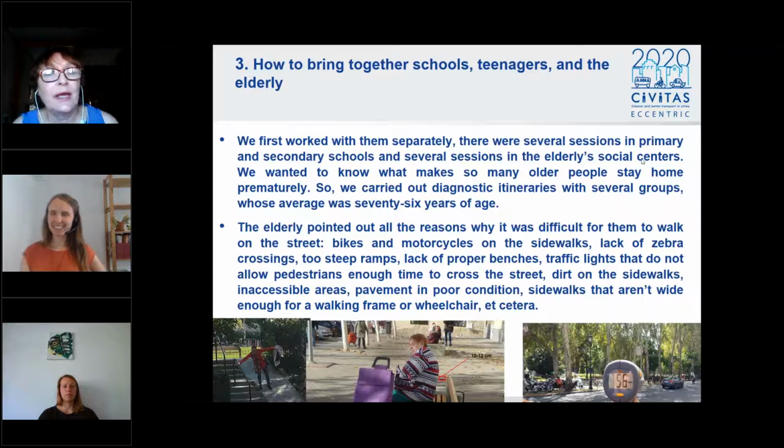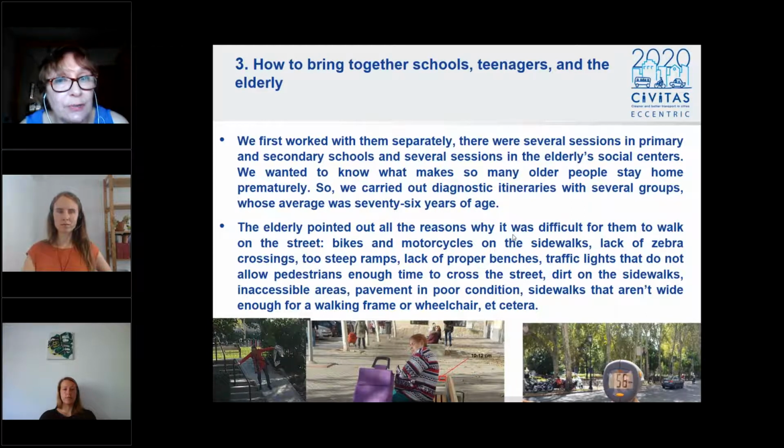We first worked with them separately. There were several sessions in primary and secondary schools and several sessions in the elderly social centers. We wanted to know what makes so many older people stay home prematurely. So we carried out diagnostic itineraries with several groups whose average age was 76.